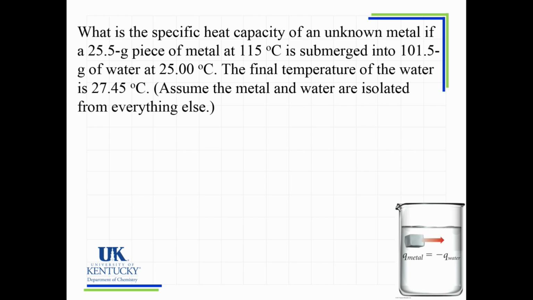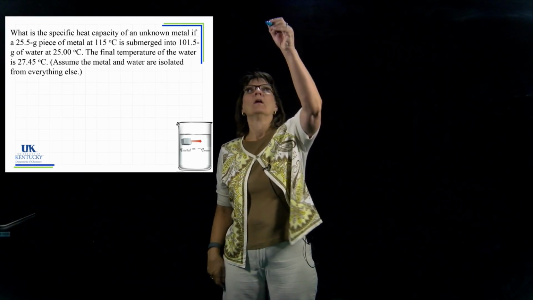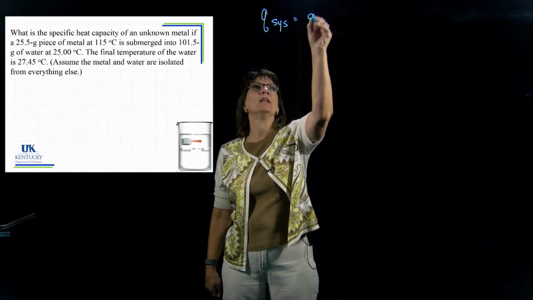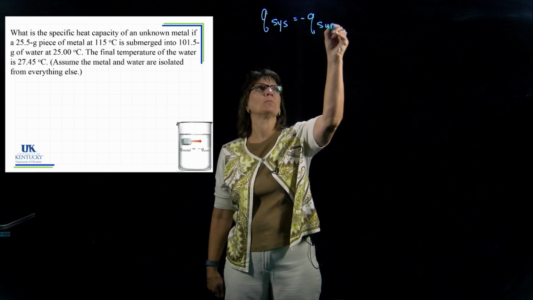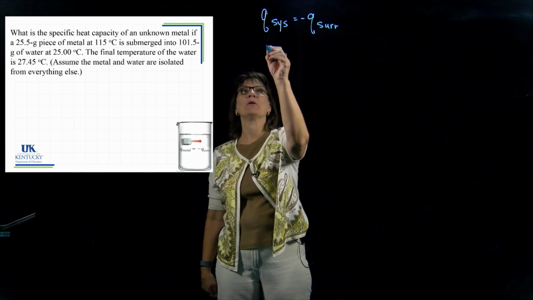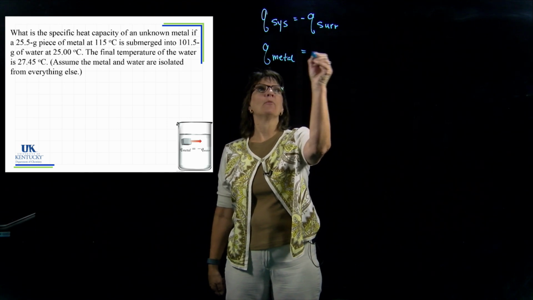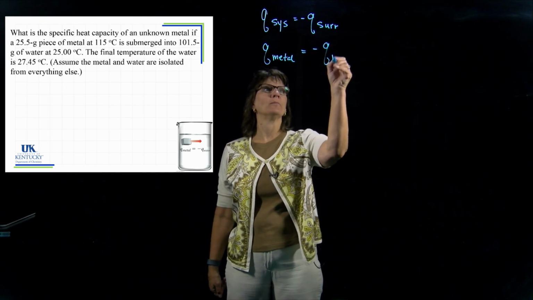So let's work on setting this problem up here on the light board. The Q of the system is equal to the negative Q of the surroundings. I'm going to call the system the metal. It doesn't matter which one's which. I'm going to call it the metal, and I'm going to call the surroundings the water.